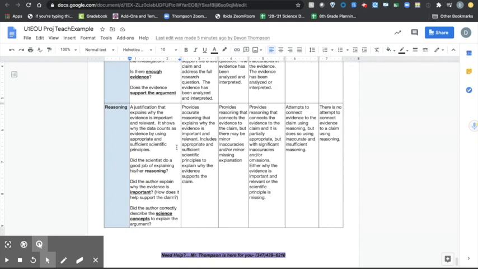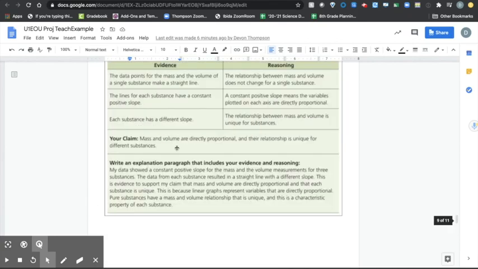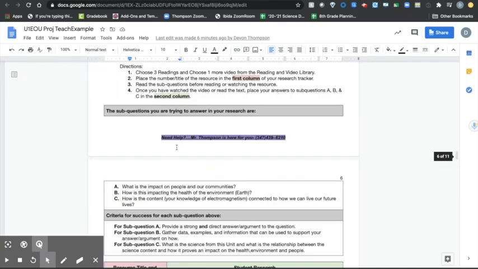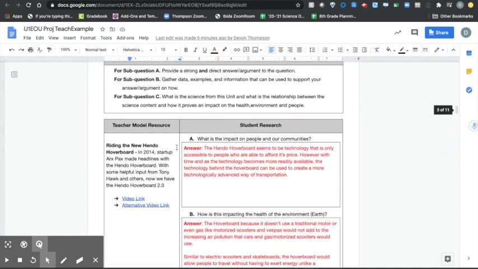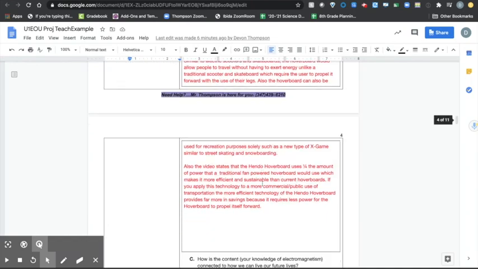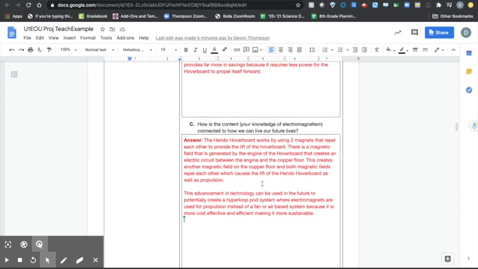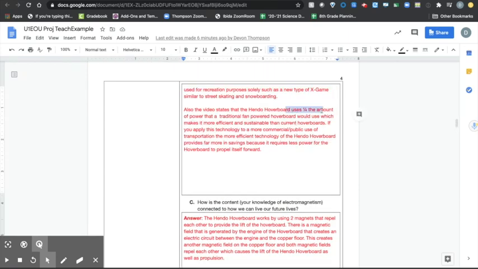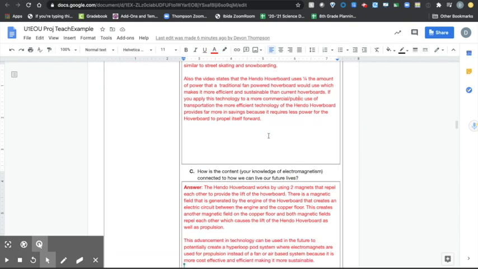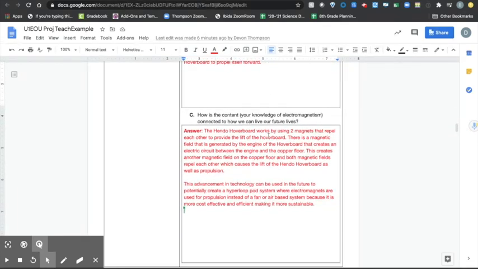One thing I want to name, and I want to be very explicit, there is no reason for you to be copying and pasting from any of the resources. It should be in your own words. If you look at my example that I have up here, all of this is my words. Yes, I did cite this specific part, that the Hendo hoverboard uses a quarter of the amount of the power, but that's it. Everything else is my words. So when I look at your research, if anything is copy and pasted, it's an automatic 0 because that's plagiarism. That means you're using someone else's words as your own.